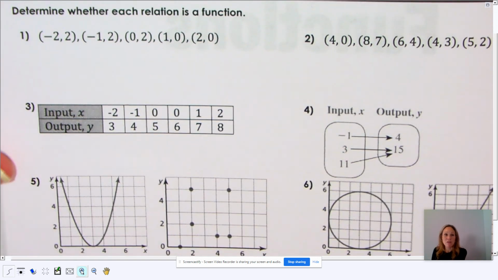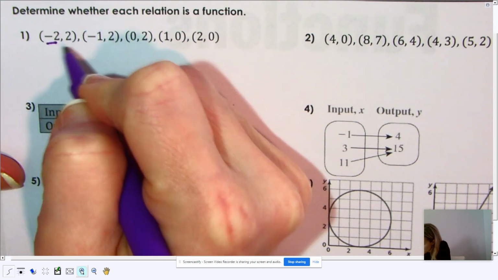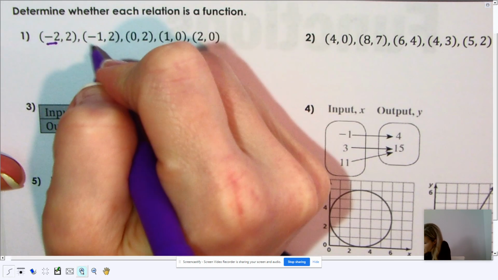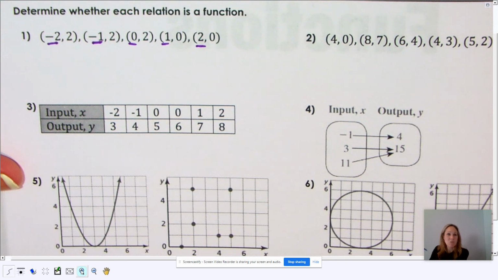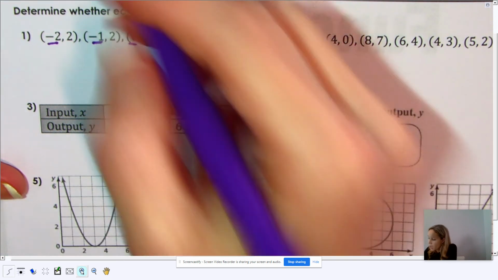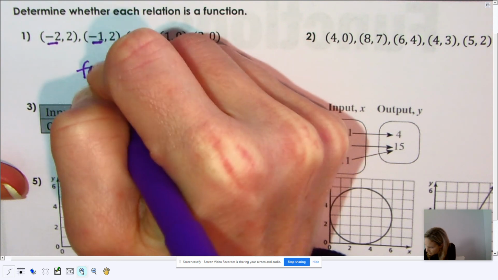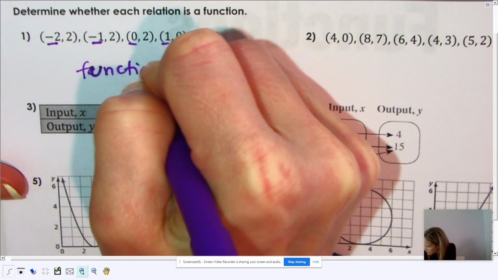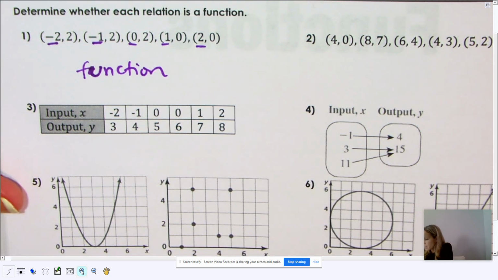So this says determine whether each relation is a function. So this says if I plug in -2, I get out a +2. I plugged in a -1, I plugged in 0, I plugged in 1, I plugged in 2. Anytime we plug in all different numbers, automatically it's going to be a function. Okay. So it is a function.